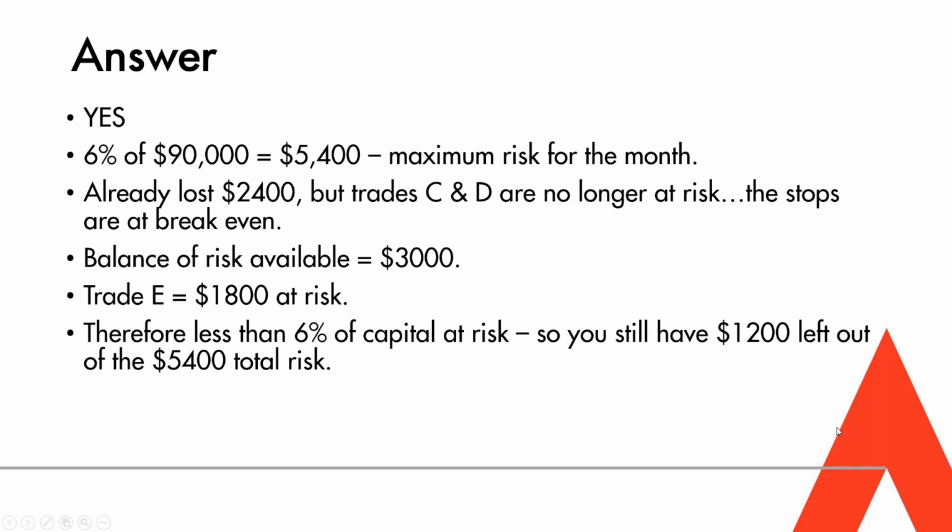The answer is yes. So 6% of $90,000 account is $5,400, the maximum risk for the month. We've already lost $2,400. But trades C and D are no longer at risk because the stops have been moved up to break even. The balance of risk available is $3,000. Trade E has $1,800 at risk. Therefore, less than 6% of the capital at risk. So you still have $1,200 left out of the $5,400 total risk for the month.